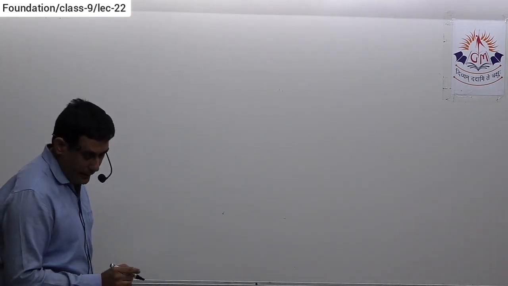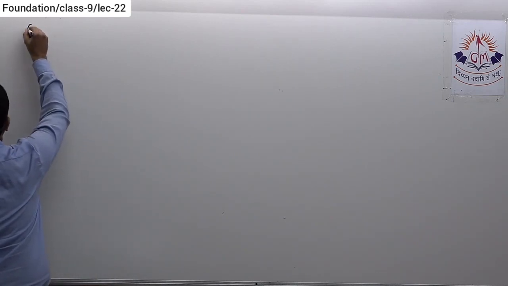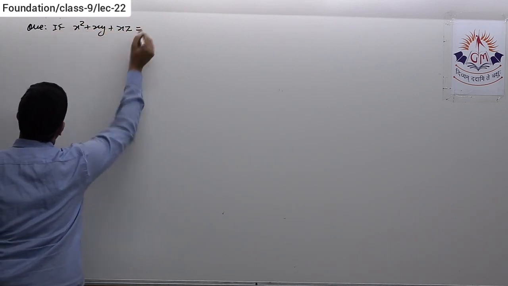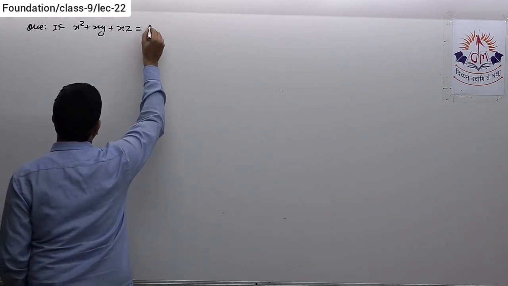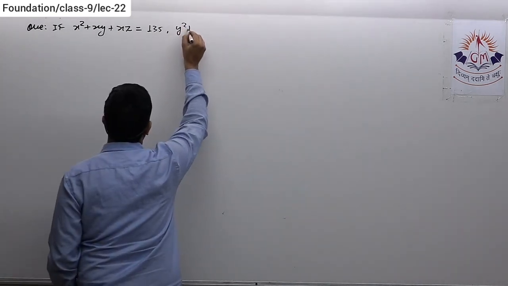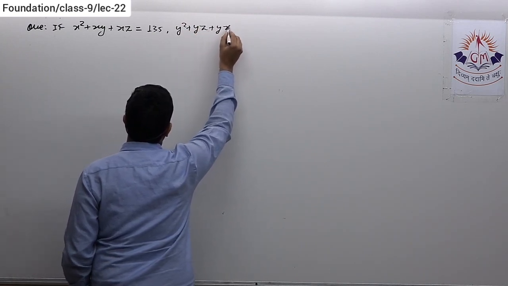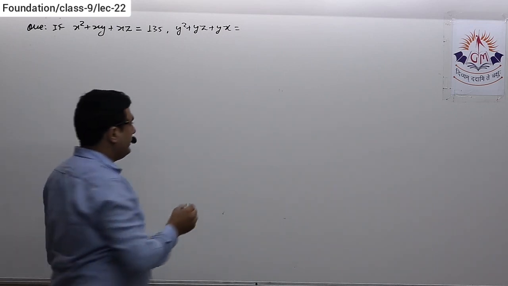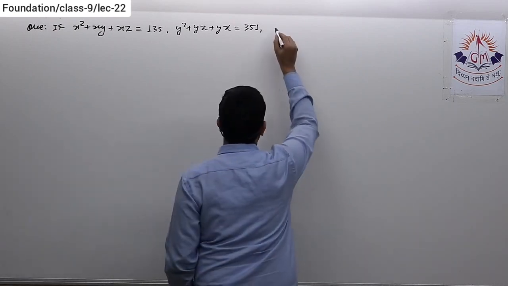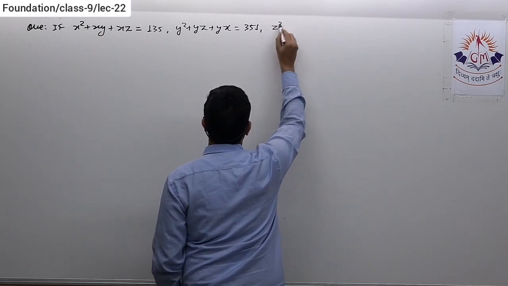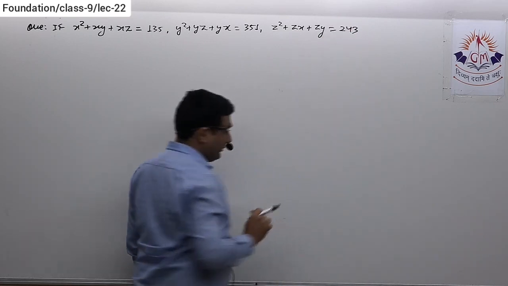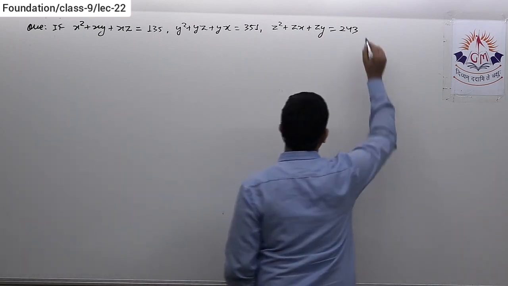If x square plus xy plus xz is equal to 135, y square plus yz plus yx is equal to 351, and z square plus zx plus zy is equal to 243, then find the value of x square plus y square plus z square.